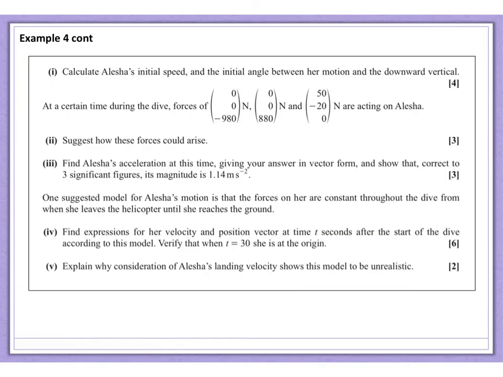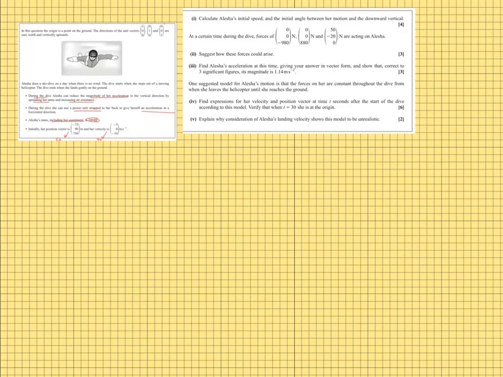So we now have a whole series of questions that we need to work through carefully. Again, you have these on the provided PDF, so you can read the questions separately as you work through them. So, part 1. Calculate Alicia's initial speed and the initial angle between her motion and the downward vertical. So part 1, her initial speed is simply going to be the magnitude of this initial velocity vector. So we want 5 squared plus 10 squared. We can ignore the 0 and the negative signs there. So that gives us root 125 or 5 root 5. And our unit is going to be in meters per second. If you want to work this out as a decimal, it's about 11.2 meters per second.